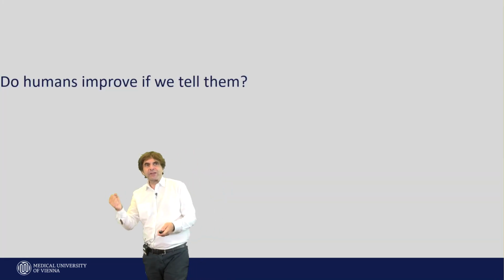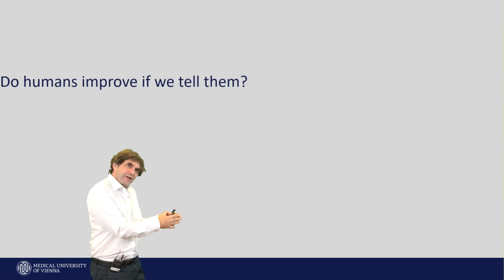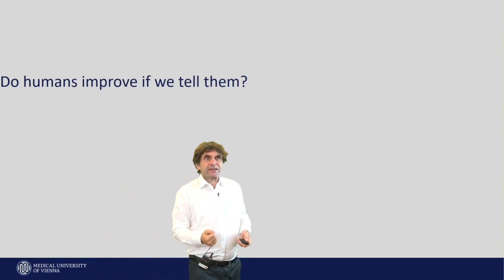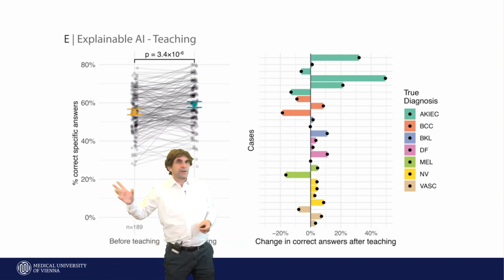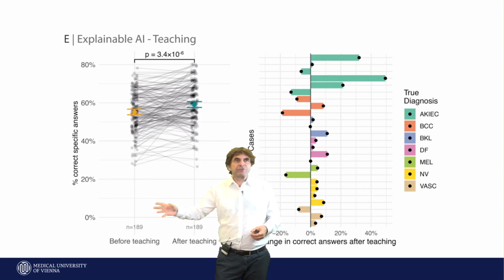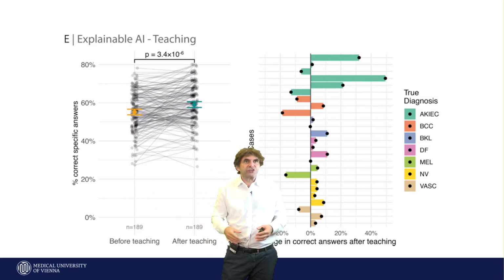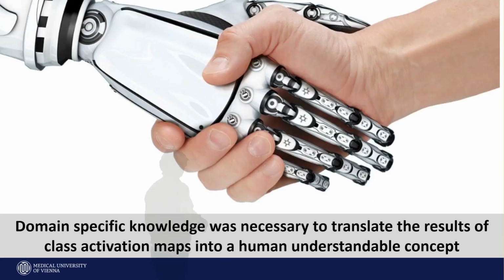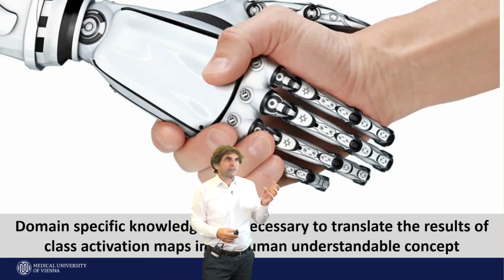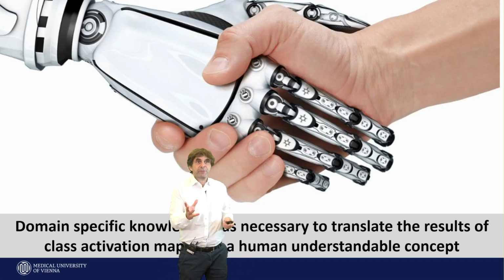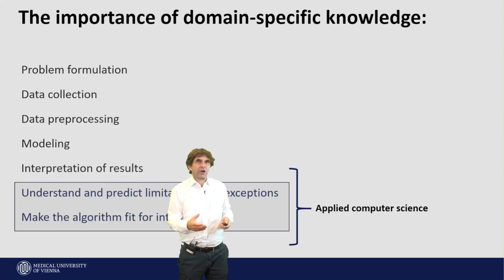Now, the holy grail would be, could we improve humans if we tell them? If we tell them the clue, and we tested this, and lo and behold, you can see here the diagnostic accuracy before teaching them the clue and after teaching them the clue, and they improved, especially for pigmented actinic keratosis. So, domain-specific knowledge was necessary to translate the results of class activation maps into a human understandable concept. So this is also why we need domain-specific knowledge.